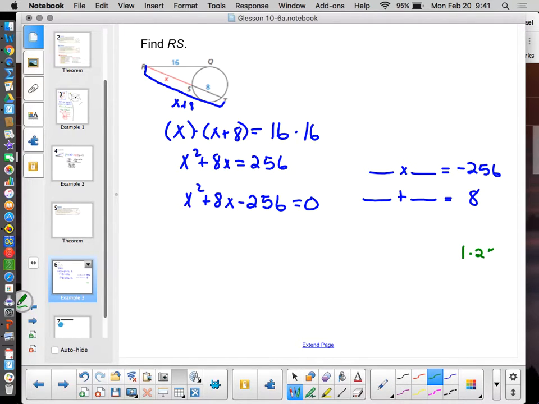Well, 1 times 256, that works, but that's not going to help me very much get to 8. 256 divided by 2 is 128, so that's 2 times 128. That's still not going to get me to an 8 when I'm adding. So 256 divided by 3 doesn't give me a whole number. 256 divided by 4 is 64. Still not going to give me an 8.